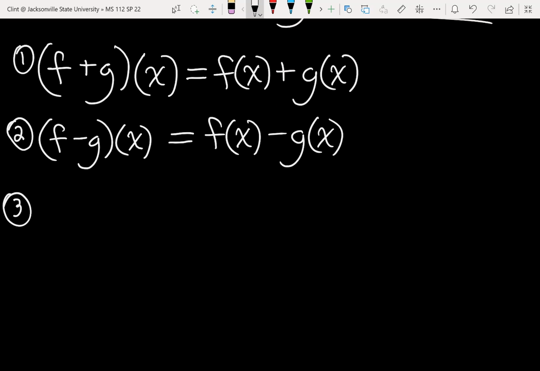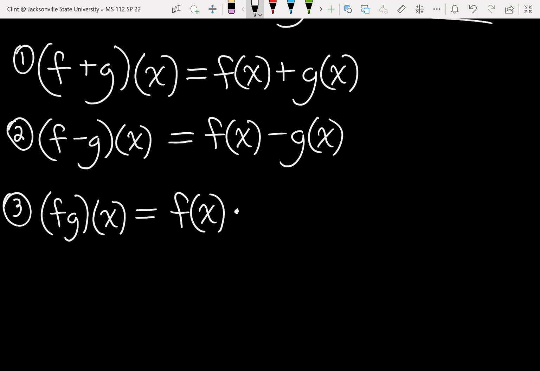We can also make a new function by multiplying. So f times g of x. Again, it works the same way. We just figure out the value of f, multiply that by the value of g, and we get the value of our new function f times g. Okay. So what are we missing?